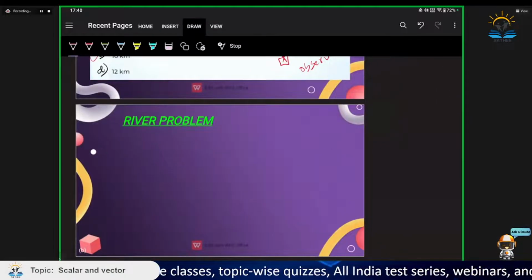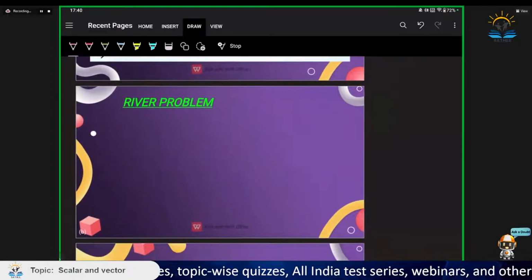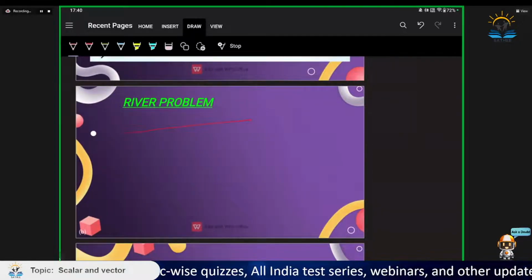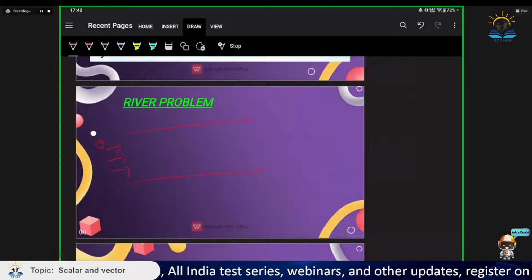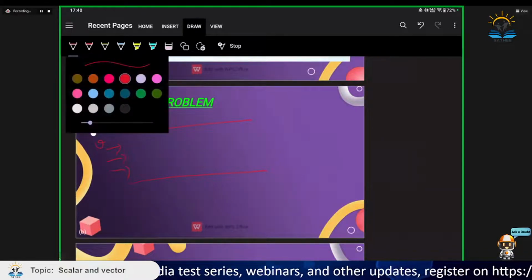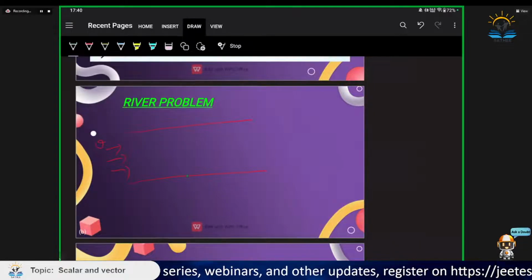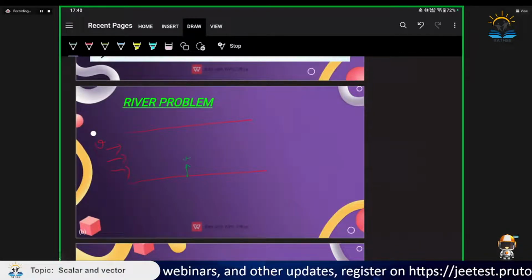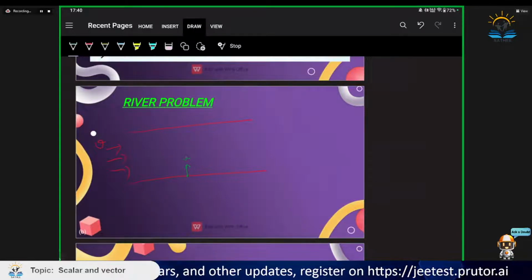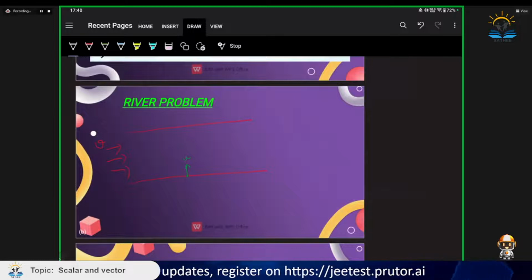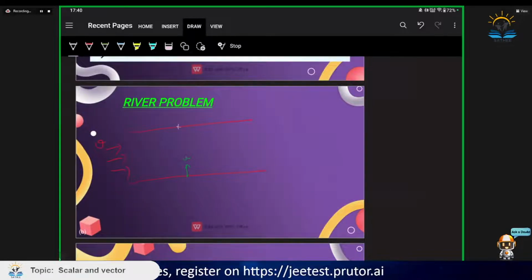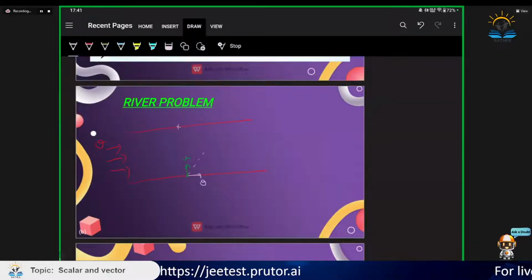Now let's discuss river problems. This is river flowing with velocity v. A swimmer is here. Swimmer is swimming with velocity u. But here swimmer can't reach here. Why? Because river is also flowing. So swimmer will get velocity v. So swimmer will reach here.